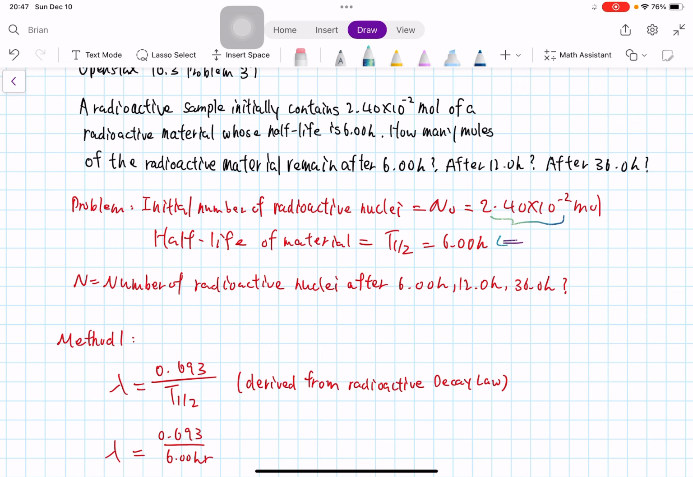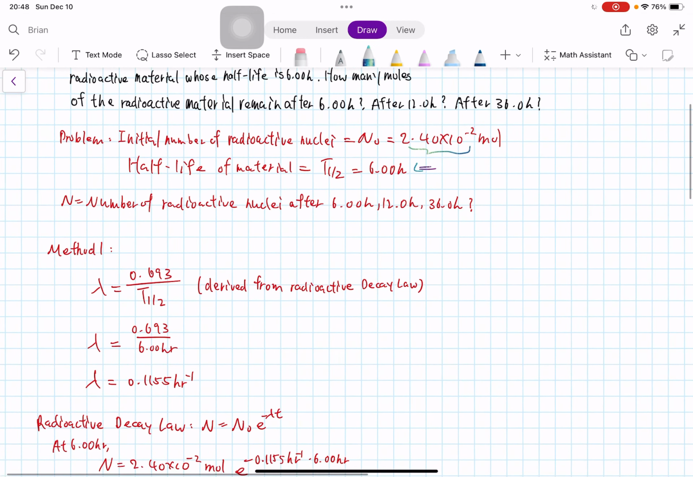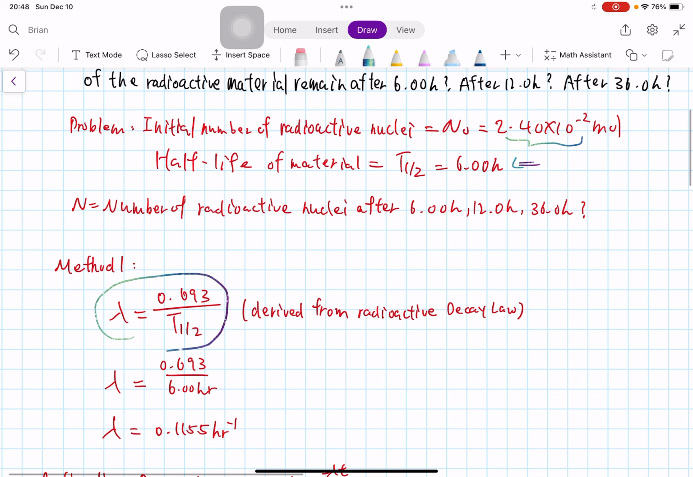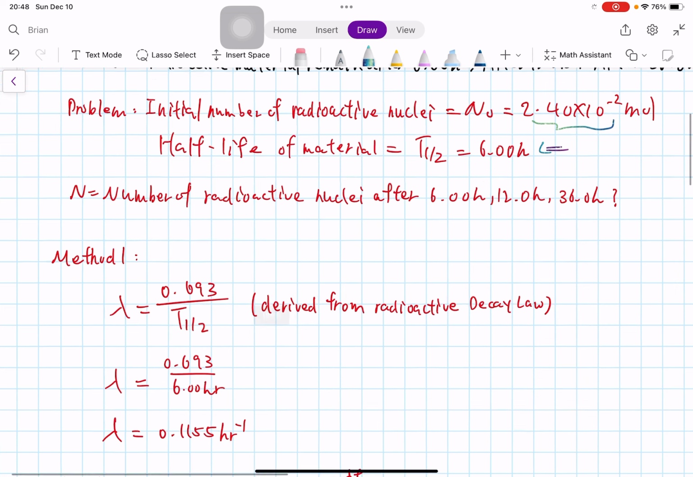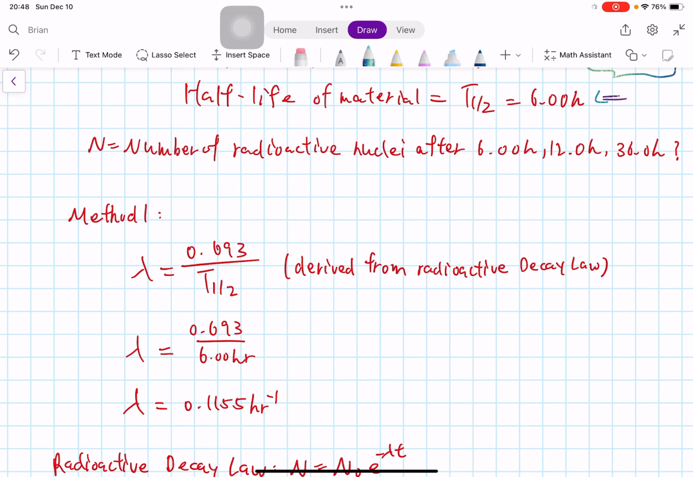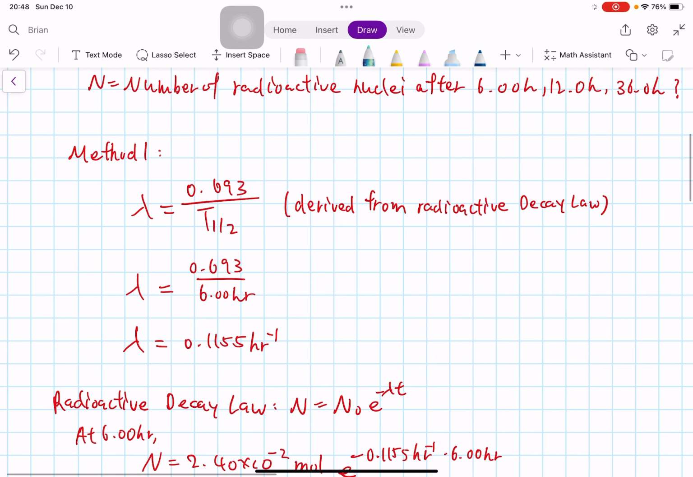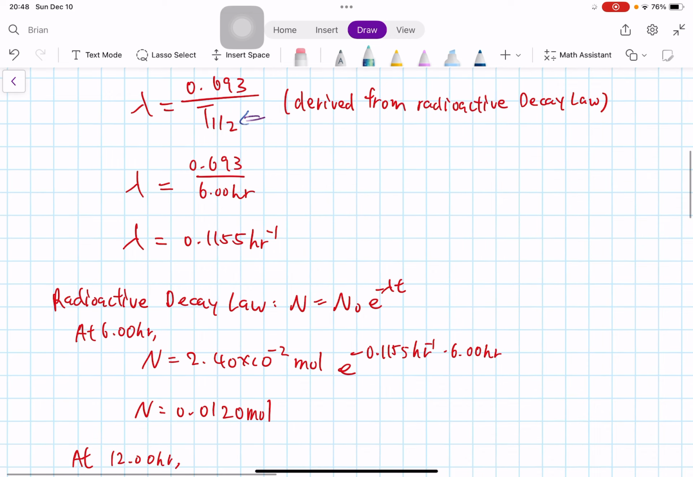So here I have two methods of approaching this problem. After I define the problem, I start with this formula, which is derived from the radioactive decay law. It says that the decay constant is just a constant multiple of the inverse of the half-life. We calculate it by plugging in the half-life we have, so we have this decay constant in terms of the inverse.